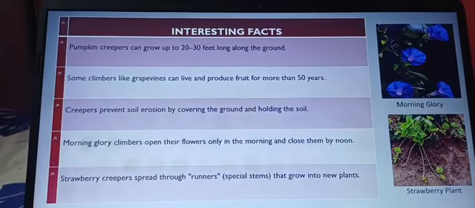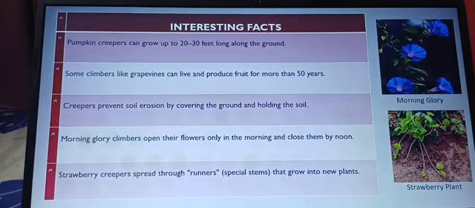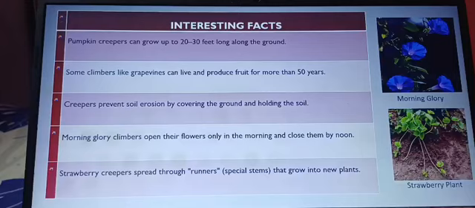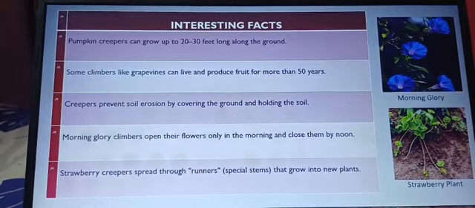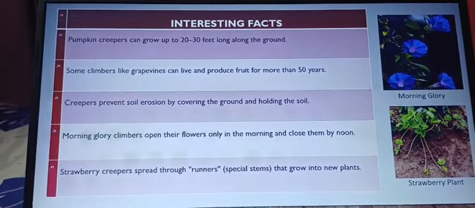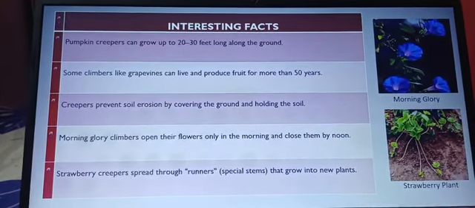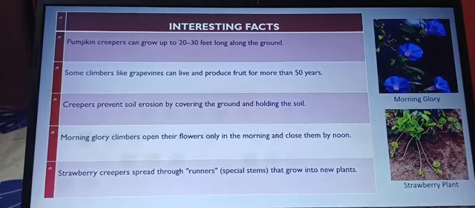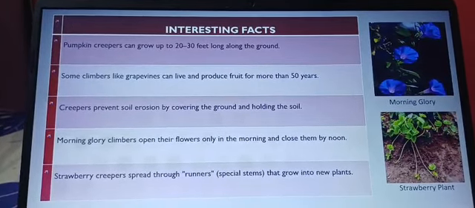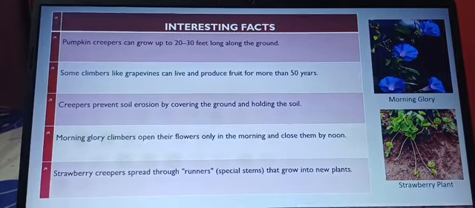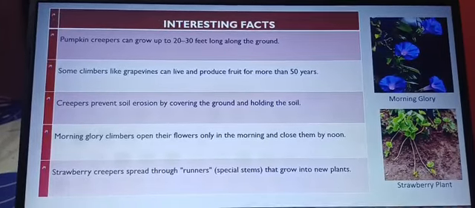Let's know about some interesting facts. Pumpkin creepers can grow up to 20 to 30 feet long along the ground. Some climbers, like grapevines, can live and produce fruit for more than 50 years. Creepers prevent soil erosion by covering the ground and holding the soil. Morning glory opens its flowers only in the morning and closes them by noon. In this video you can see the morning glory flower. It's this blue color flower.